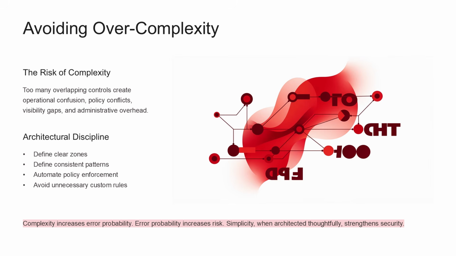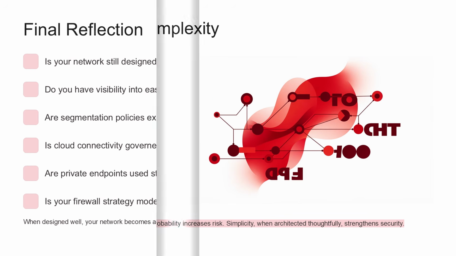One of the risks in modern network security architecture is overcomplexity. Too many overlapping controls can create operational confusion, policy conflicts, visibility gaps, administrative overhead. Architectural discipline requires simplification. Define clear zones, define consistent patterns, automate policy enforcement, avoid unnecessary custom rules. Complexity increases error probability, which increases risk. Simplicity, when architected thoughtfully, strengthens security.